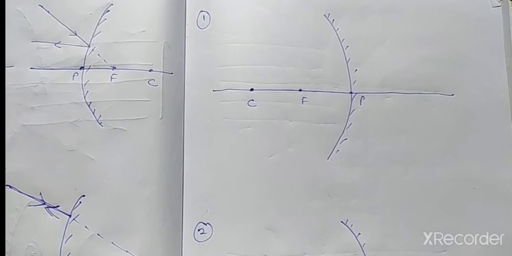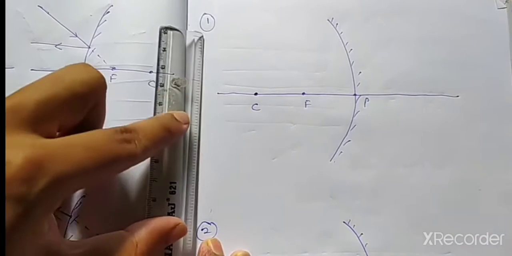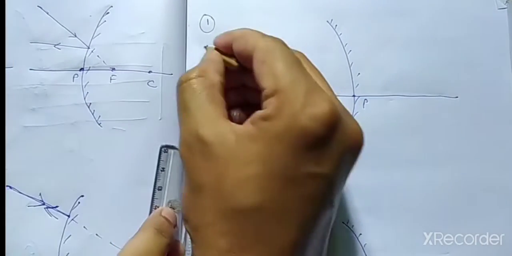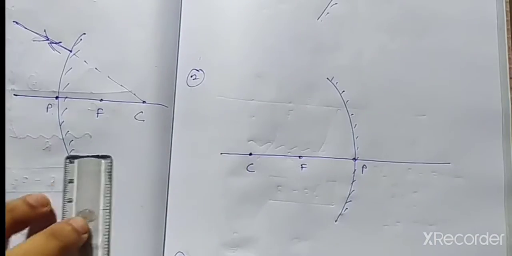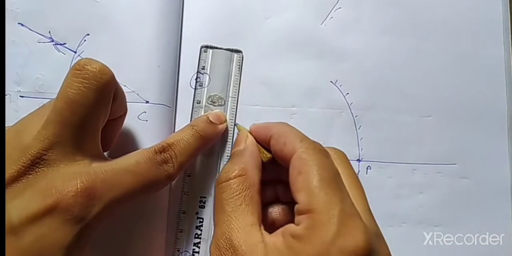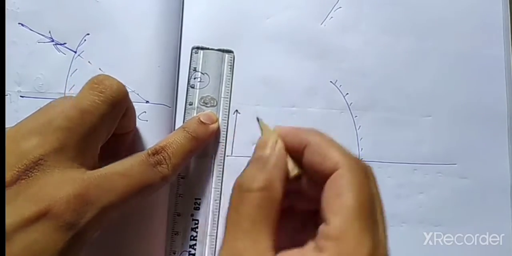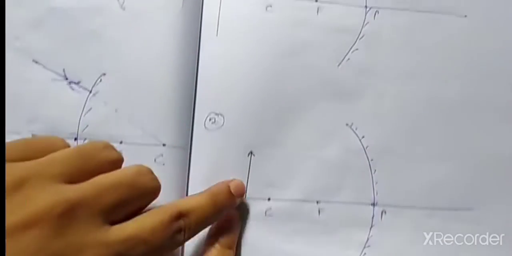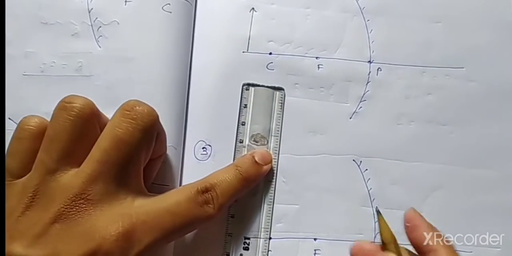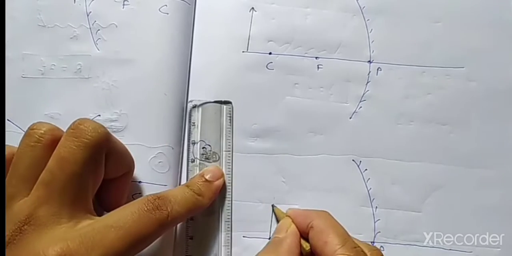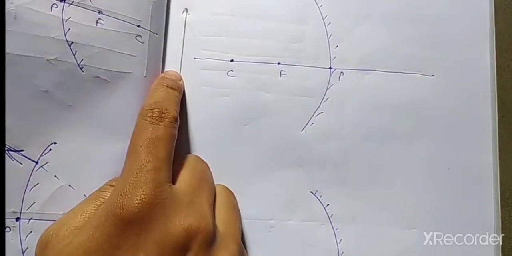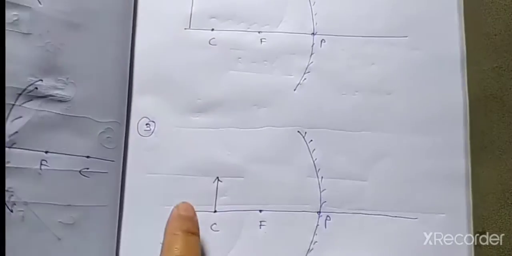Okay, first go to where you are keeping the lamp. Here we are keeping the lamp, the object, at the infinity position. In the second diagram we are keeping the object, the lamp, beyond C. First infinity, second beyond C, third is at C. We are keeping the object at C, which means the lamp is kept at C.